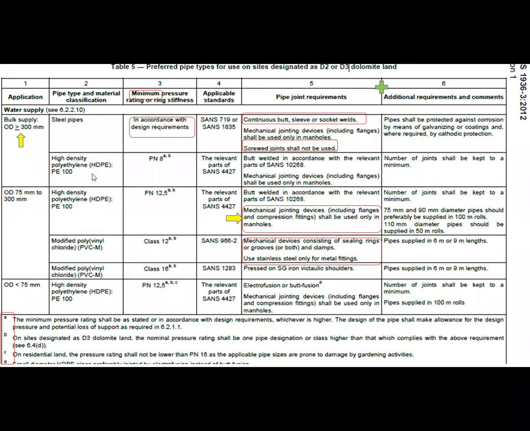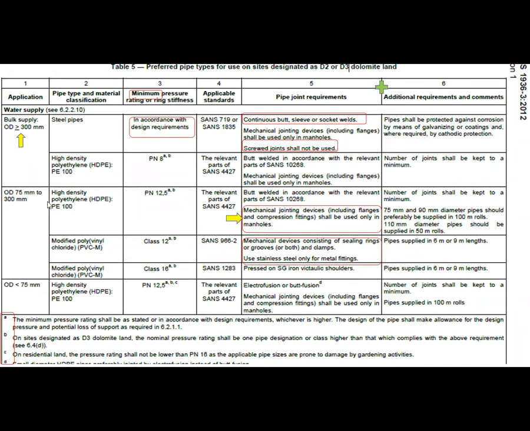So with HDPE, they're saying that butt welding needs to be done in accordance with the relevant standard, which is 10268, and mechanical joining, once again, shall only be used in manuals. Guys, you'll see a common thread on the additional requirements and comments, and that common thread that I want to point out to you is that they're asking that the number of joints shall be kept to a minimum. So you don't want to have a lot of joints underground, because a lot of joints means possible or potential leaks. Makes perfect sense. The longer the runs, the better.